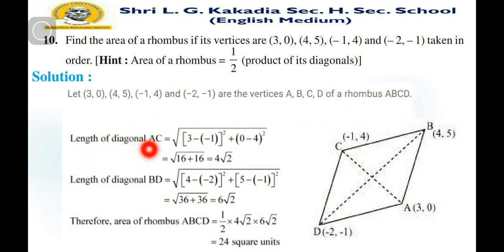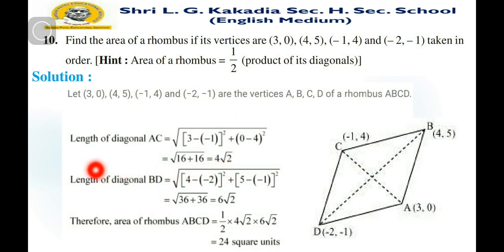Length of diagonal AC: square root of x1 minus x3 all square plus y1 minus y3 all square, which is the square root of 16 plus 16, that is equal to 4 square root 2. How can you simplify root 32 into 4 square root 2, as you know?